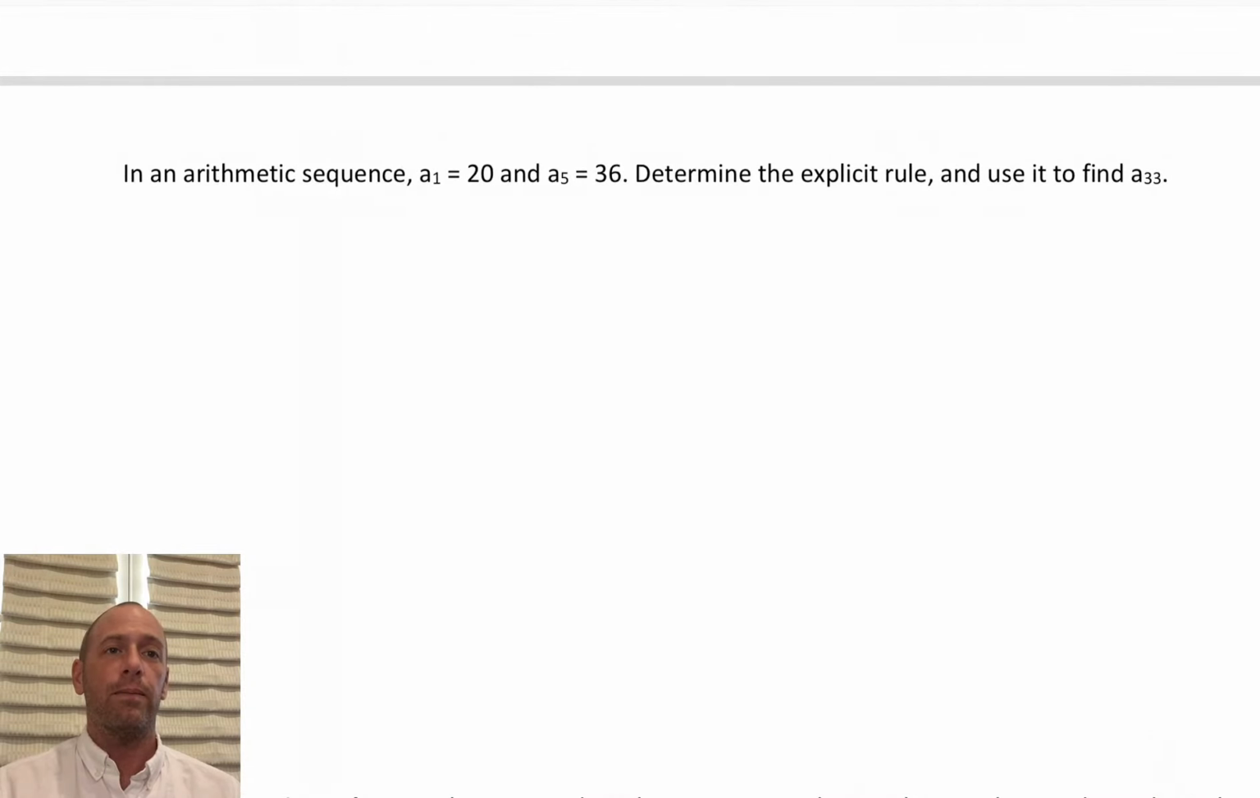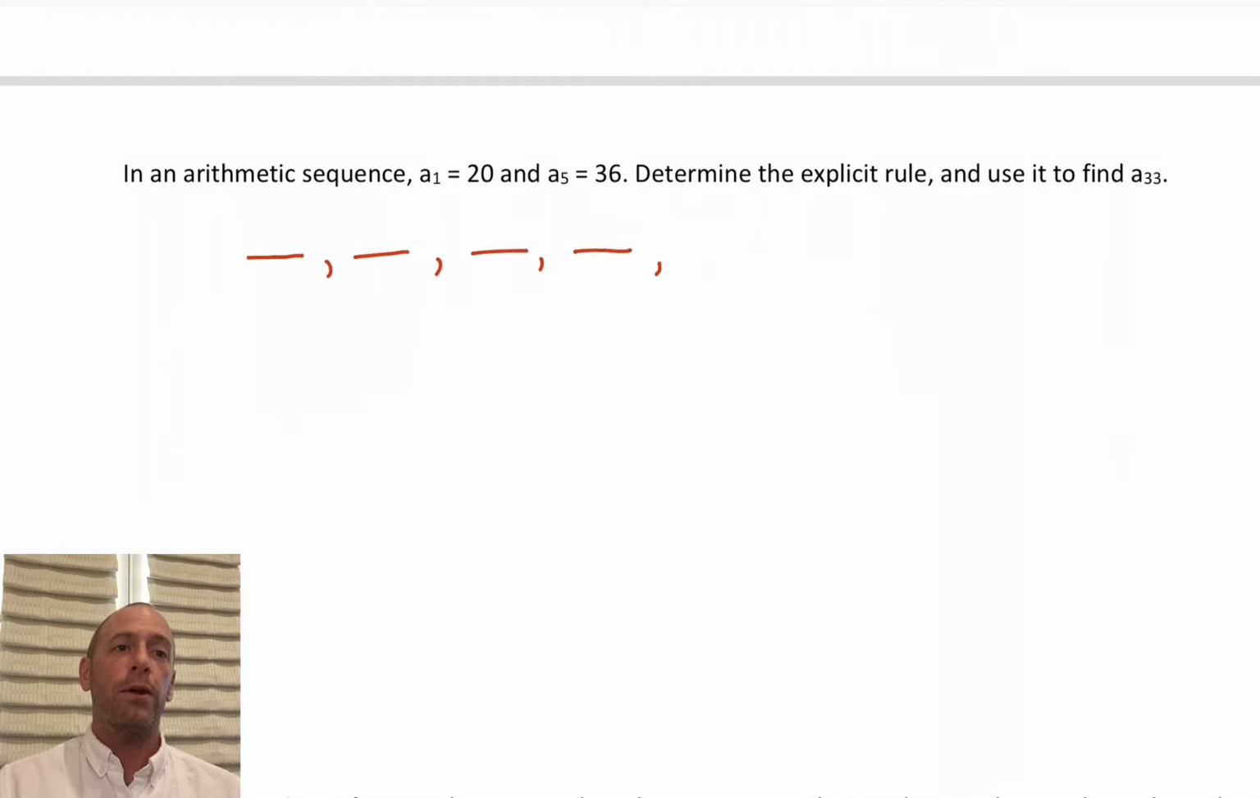Next example. A sub 1 is 20, meaning the value of the first term is 20. A sub 5 is 36, or the fifth term is a value of 36. Use this information to find the explicit rule and find the value of the 33rd term.